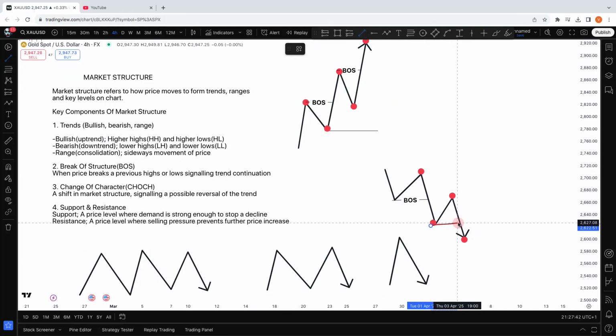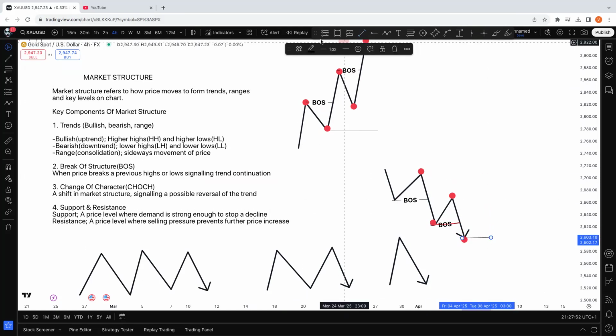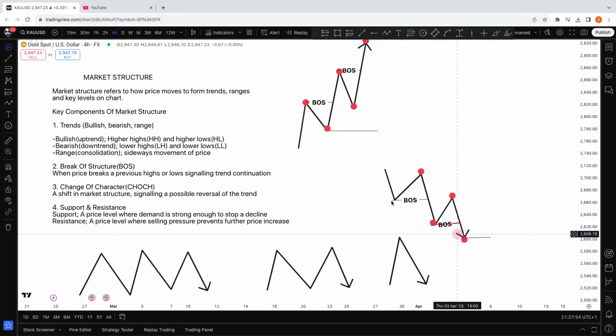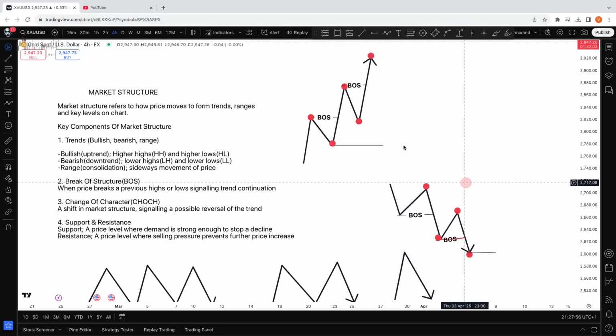Break of structure is positive because they signal possible trend continuation, right? So they are positive. Whenever you're having break of structures, know that the market is going in a specified direction. And then the next thing we have is a change of character.